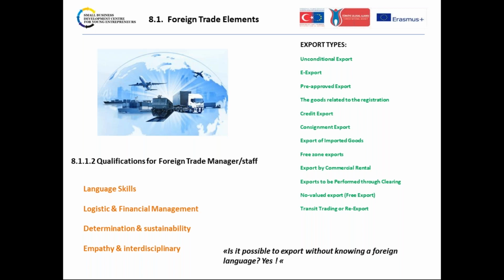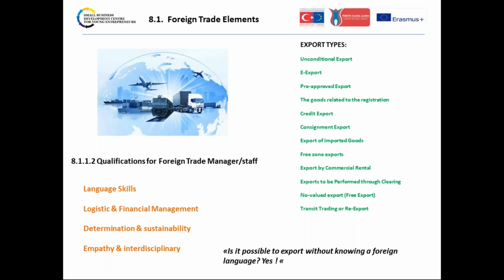And the second one is electronic export. This is like Alibaba.com or Amazon.com; that kind of exporting is electronic export. So I suggest you pay attention to these two main export styles.